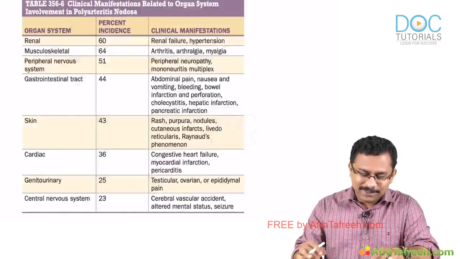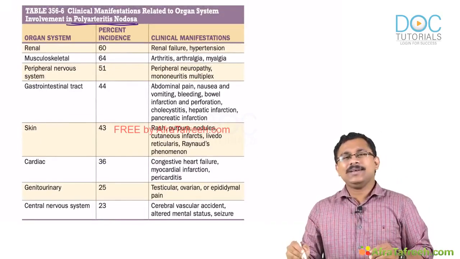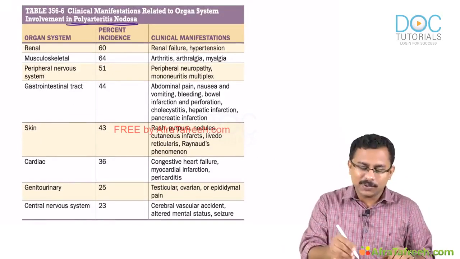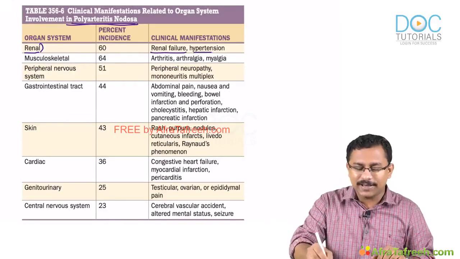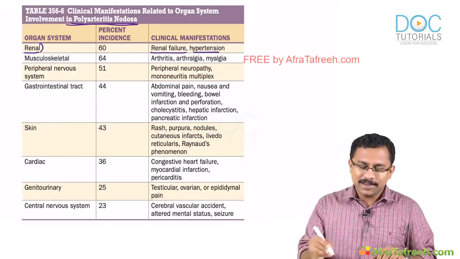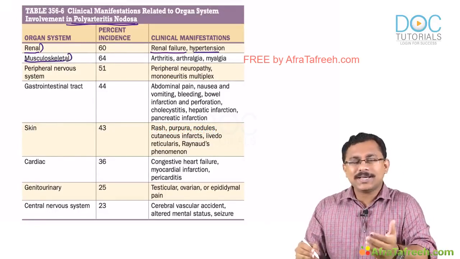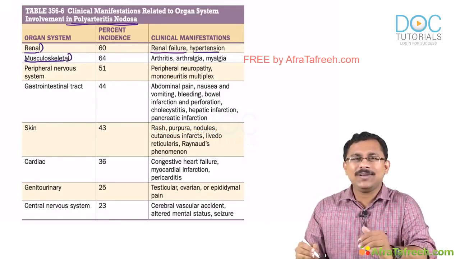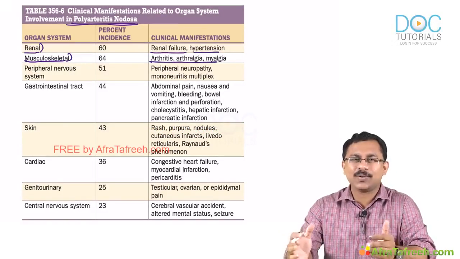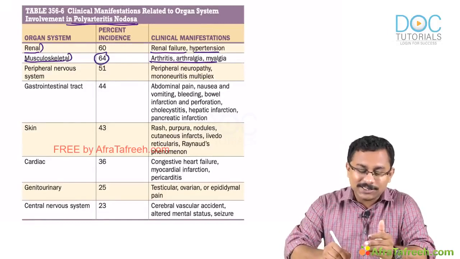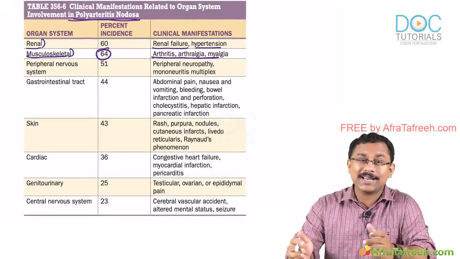Okay, so let's have the organ system involvement in case of PAN. It depends on the vessels that are involved. In renal, I told you renal artery can be involved, so you can have renal failure and hypertension. Musculoskeletal involvement is very important in PAN because sometimes the clinical scenario given to you, PAN might present with arthritis, arthralgia, myalgia. Remember, almost 64% of cases of PAN can present with such musculoskeletal symptoms.